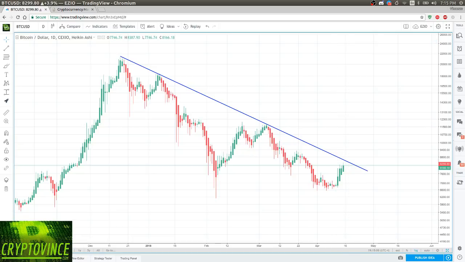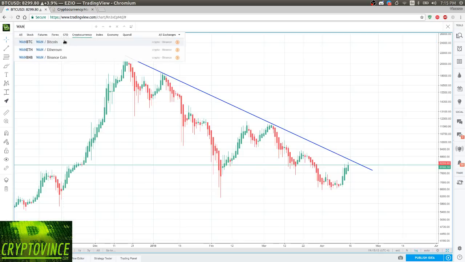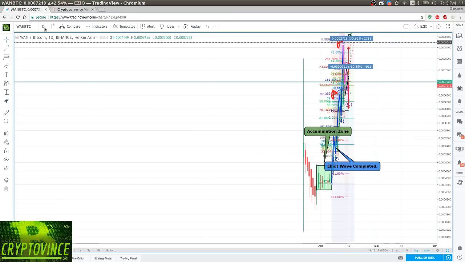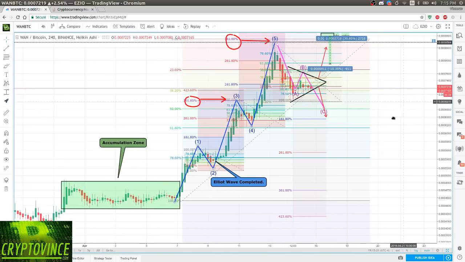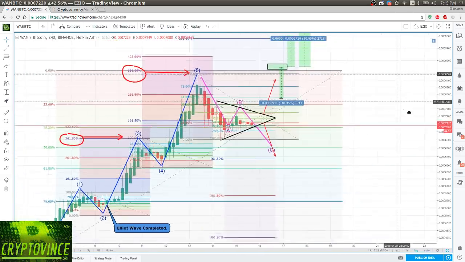Can you chart one? Sorry, I was too focused on the chart. One chart I posted on the channel, that's where I think it's happening. There is an ABC correction. Oh, you guys got me now.